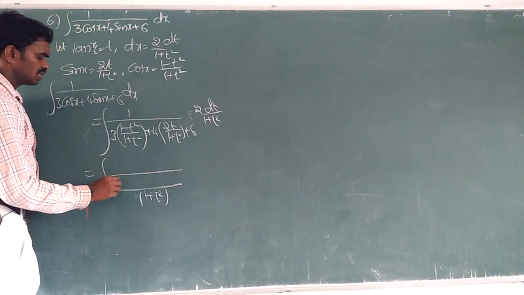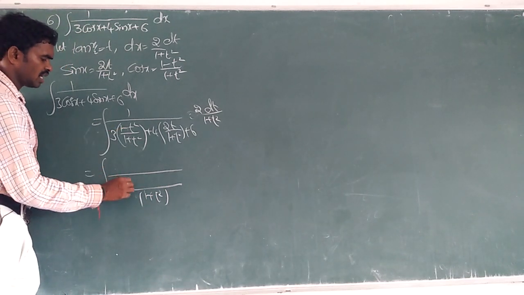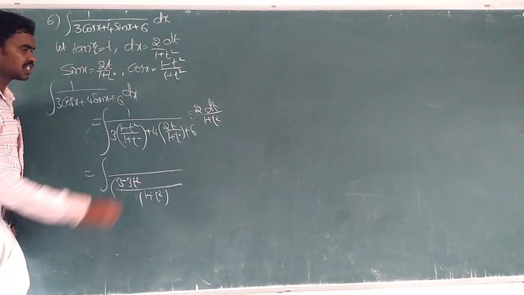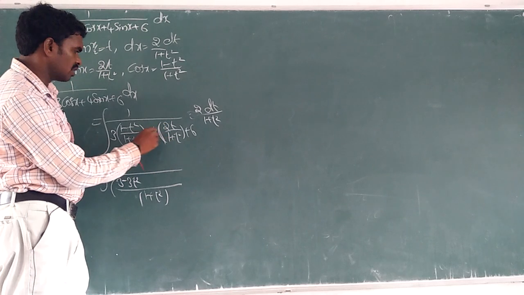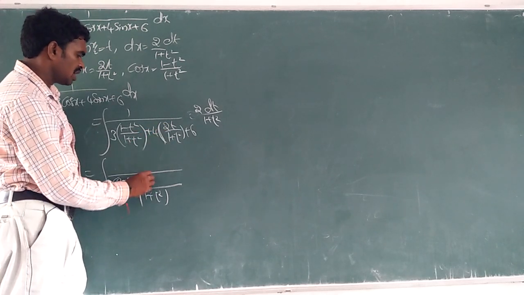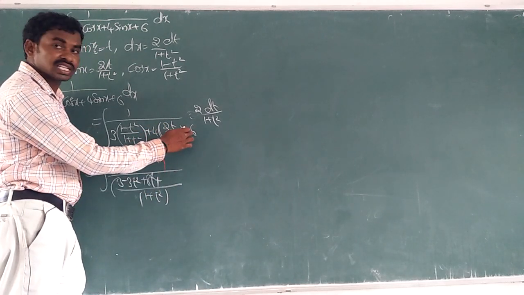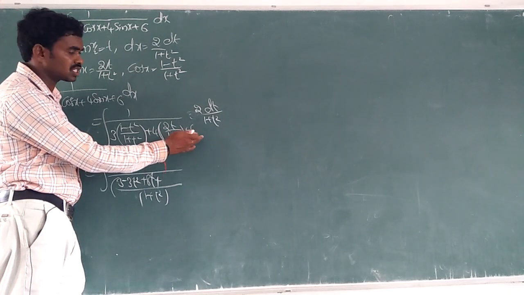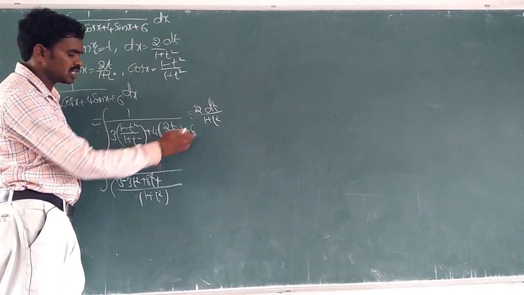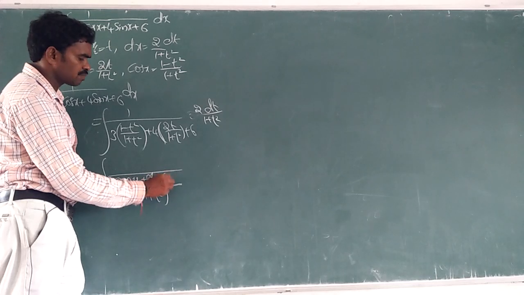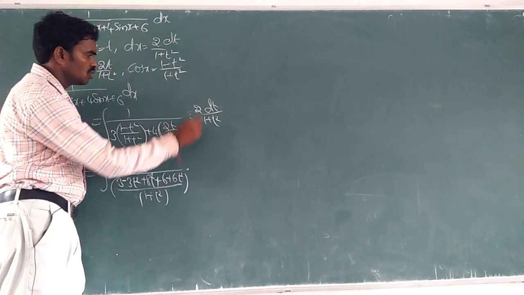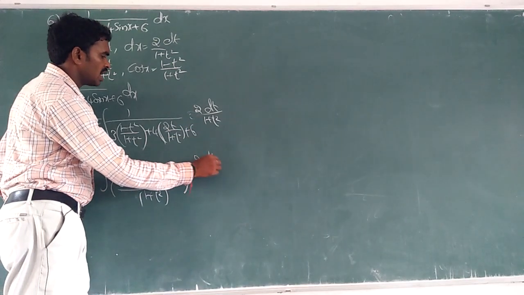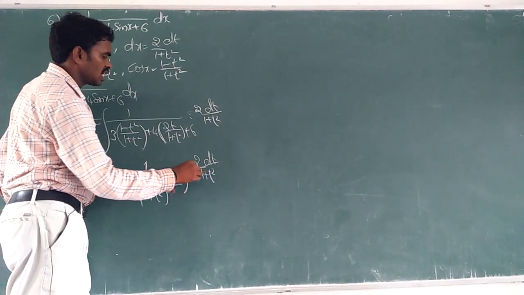Now 3 into 1, 3, 3 into minus t square, minus 3t square. Next, what is this bracket? 4 into 2t, 8t plus 6 is there. 6 does not contain a denominator, so 6 into 1 plus t square is 6 plus 6t square. 1 by into 2 into dt by 1 plus t square as it is.